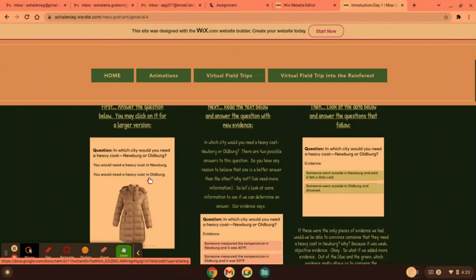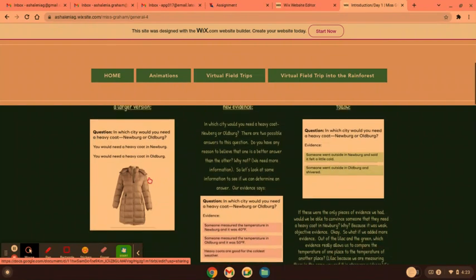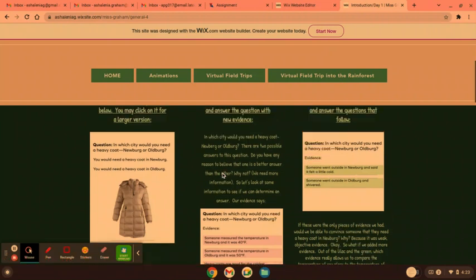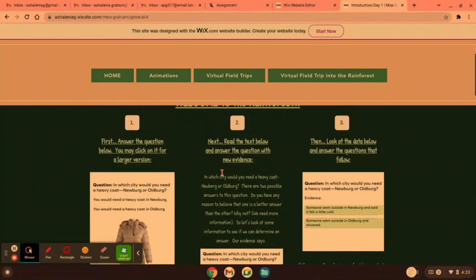First, I want you to answer this question. It's not based on the rainforest, but it has to do with evaluating evidence. Which city would you need a heavy coat in, Newburgh or Oldburg? You would say, I need a heavy coat in Newburgh, or I need a heavy coat in Oldburg. You can pause it to think about it if you need to, but I am going to move on to the second one.